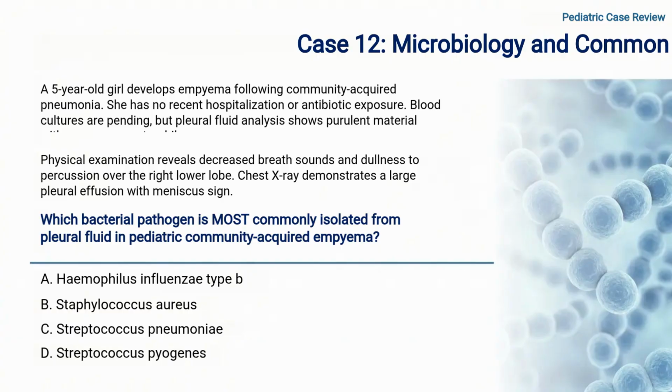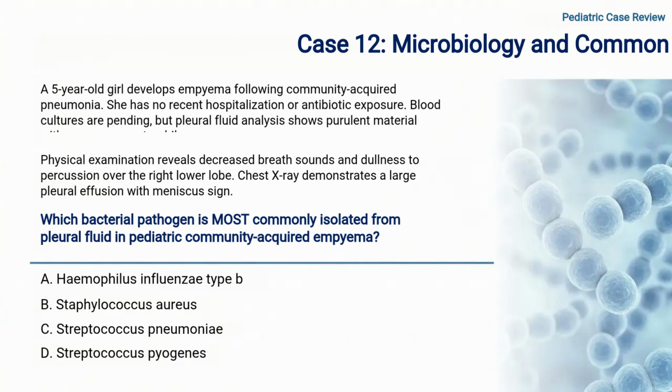Case 12. A 5-year-old girl develops empyema following community-acquired pneumonia. She has no recent hospitalization or antibiotic exposure. Blood cultures are pending, but pleural fluid analysis shows purulent material with numerous neutrophils. Physical examination reveals decreased breath sounds and dullness to percussion over the right lower lobe. Chest X-ray demonstrates a large pleural effusion with meniscus sign.